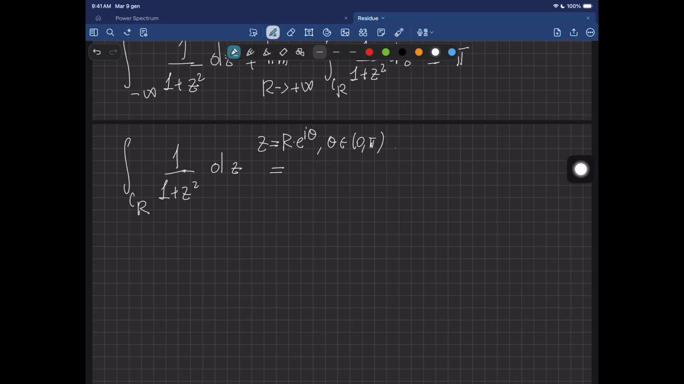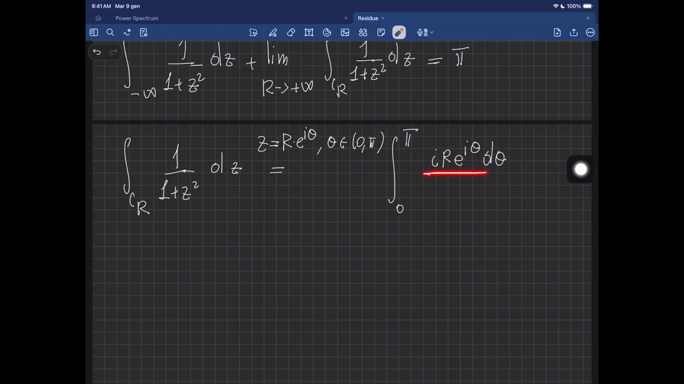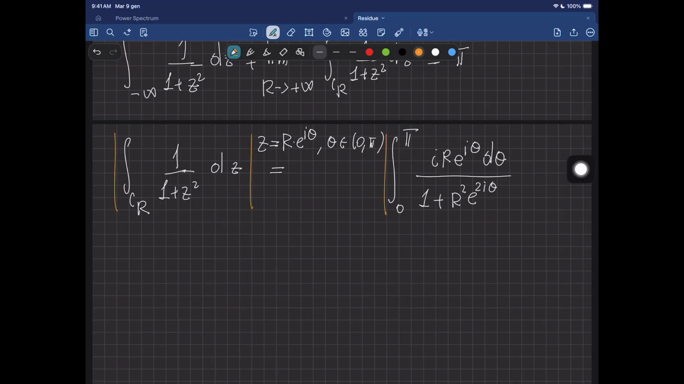Therefore, this integral becomes the integral between 0 and pi of i r e to the i theta d theta, and this is the differential, over 1 plus r squared e to the 2i theta. Okay, this is great. And now the next step usually is to estimate the absolute value of all these integrals. So let me plug in the absolute value here. So everything stays the same.